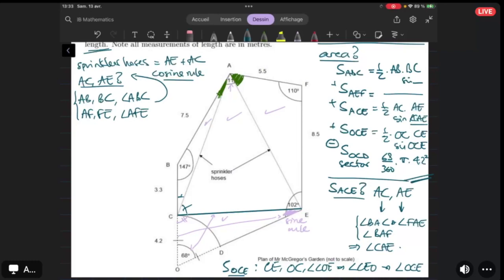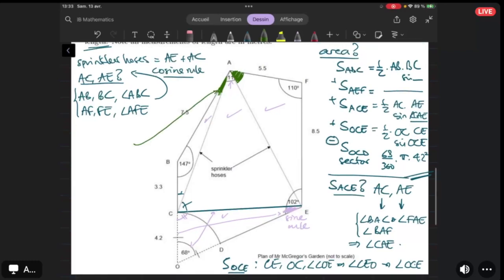So this guy, consider triangle ABC. You already calculated AC. So sine of ABC over AC, that's equal to sine of BAC over BC. That's it. Similarly for angle FAE, sine of AFE over AE equals sine of EAF over EF.